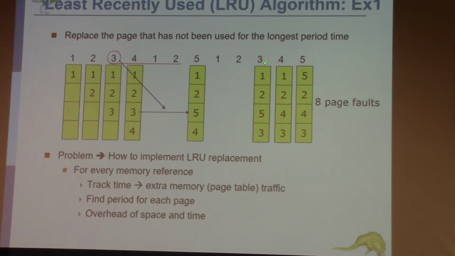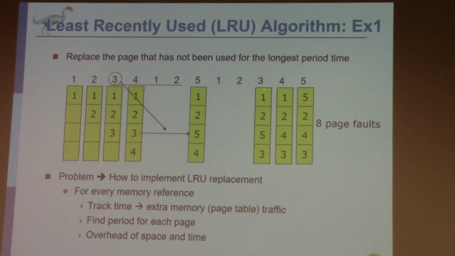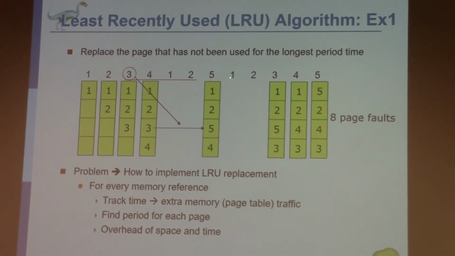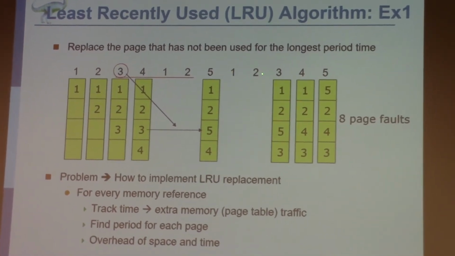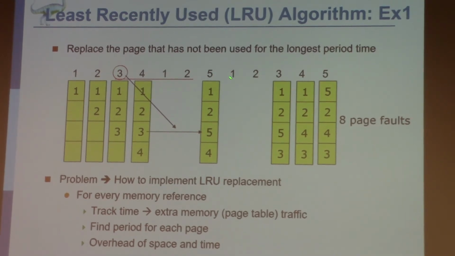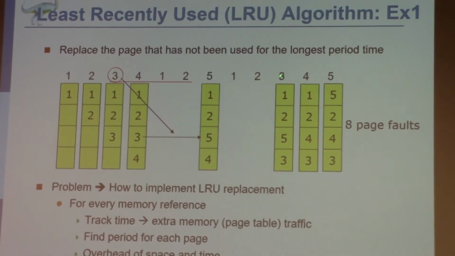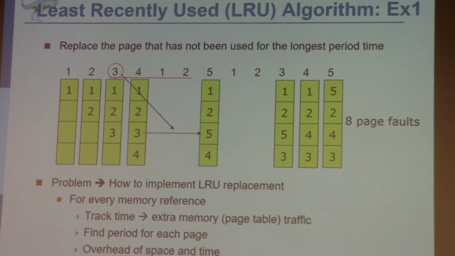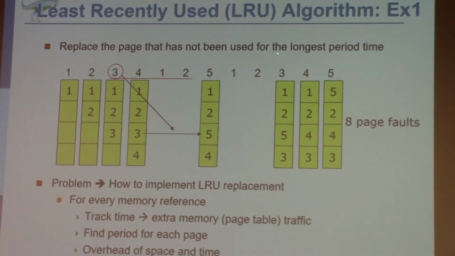So for example, the 3. There is no 3 in 1, 2, 5, 4, so we need to decide the victim. 1 was used 2 times back, 2 was used just before, and the 5 used here, and 4 used a long time back. So 4 is definitely the victim. So we replace the 4 by the 3 and so on. So how many page faults? 8 page faults. It's better than first in, first out. Not better than optimal. Optimal is always the best one.